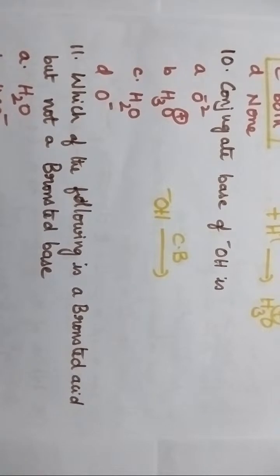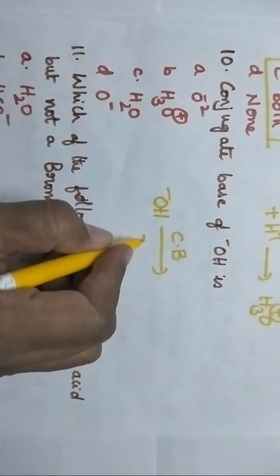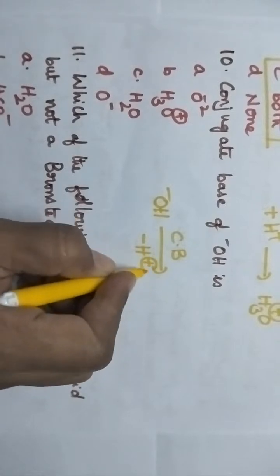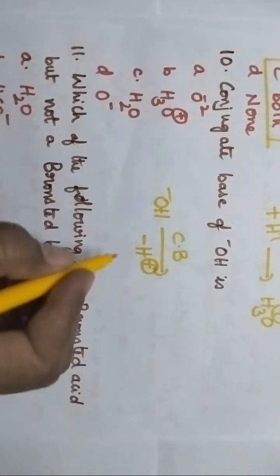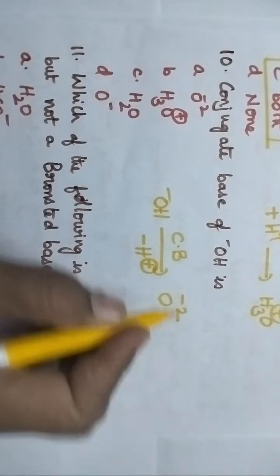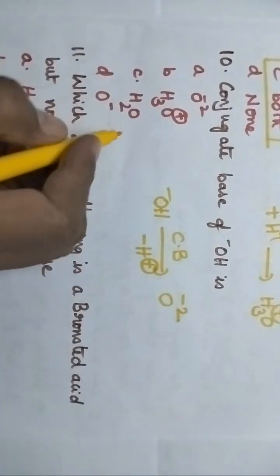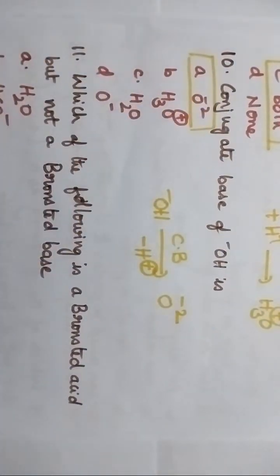Ramadurga, check your answer. Suhani, you also check your answer. Swati, check your answer. Conjugate base means you have to remove a proton. Then what happens? Rebecca, check your answer. If you remove a proton, then it becomes O minus 2. Yes, Banu, very good. So option A is the right answer. What is the right answer?